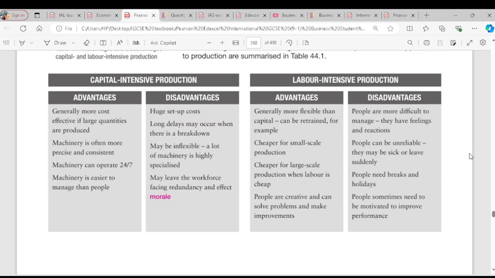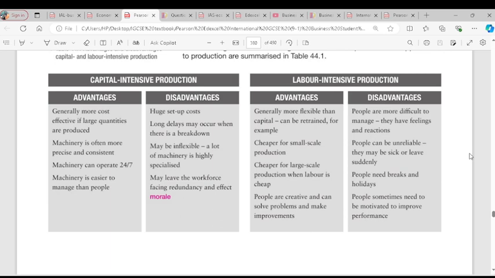It may leave the workforce facing redundancy and affect morale. Morale is your feeling happy, having that motivation to work. Now you have machines replacing some of your employees, some of your colleagues. If not you, some of your colleagues will be redundant, and that could demotivate you. These are the advantages and disadvantages of capital intensive production.